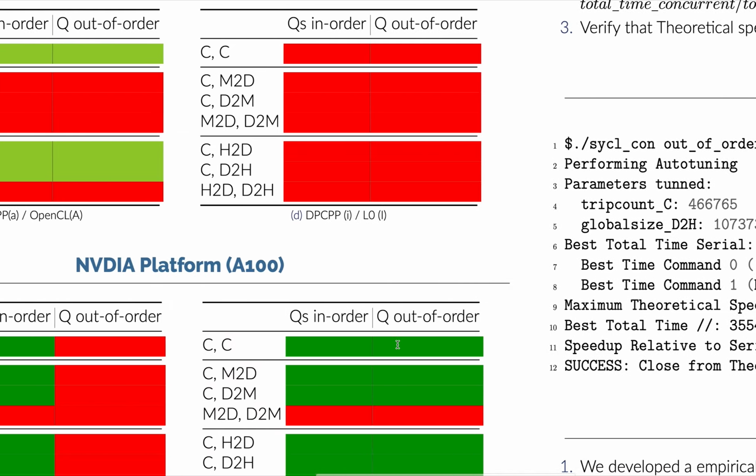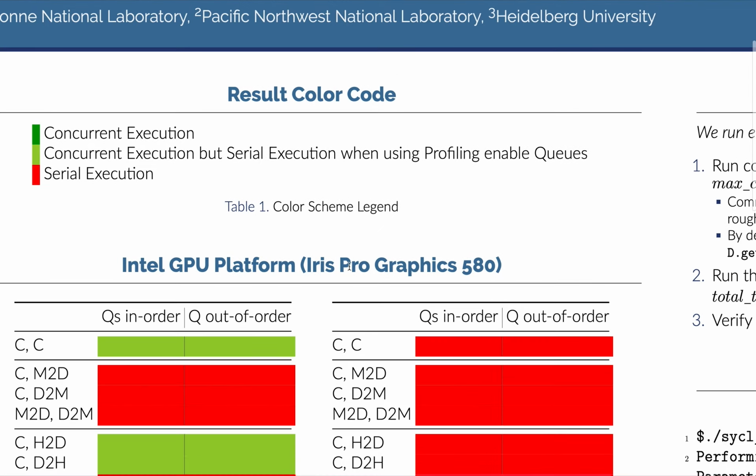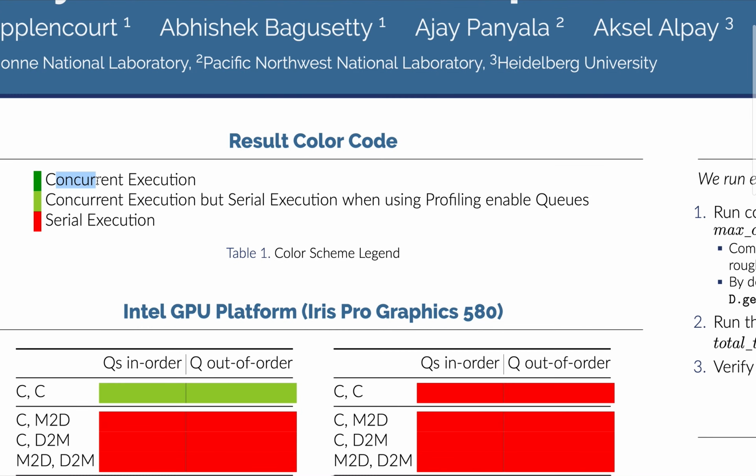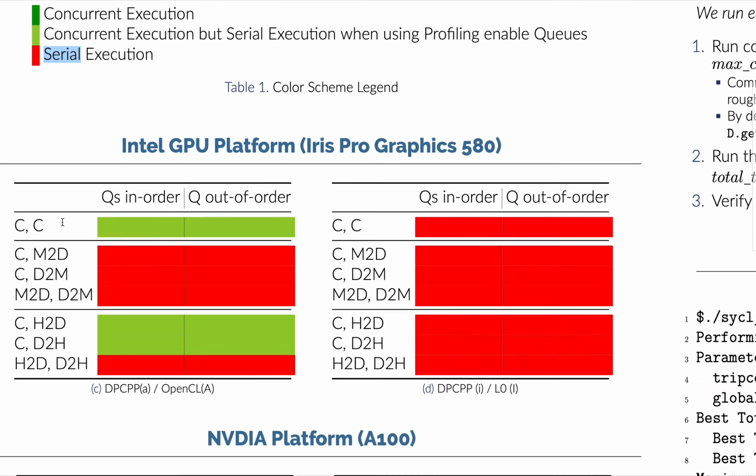So now let's see the results. We put a table. In green, that means we achieve concurrent execution. In orange, we have concurrent execution, but if you enable profiling, it will not work. And in red, it is a serial execution. We didn't see any concurrency. We'll show results on multiple hardware.